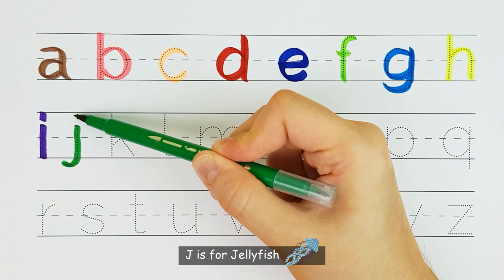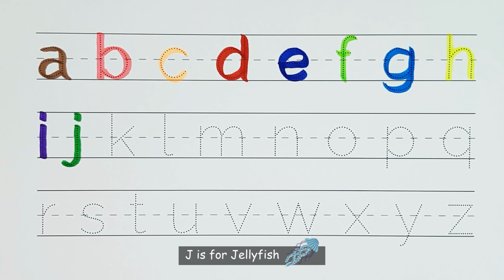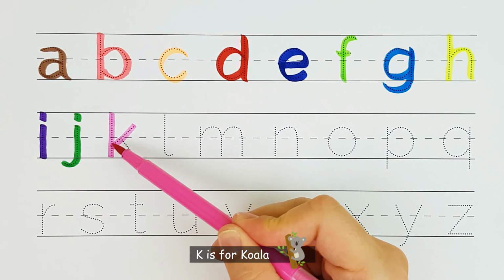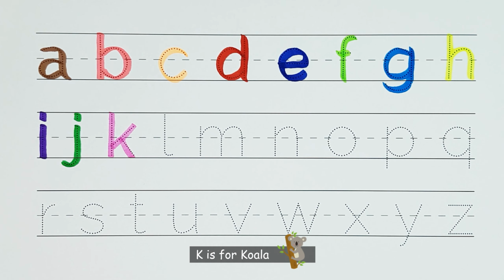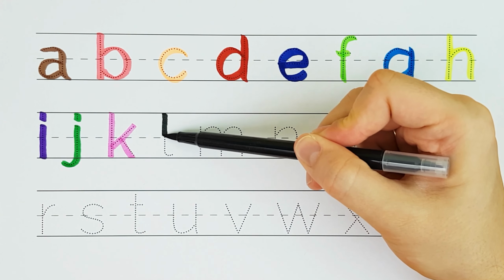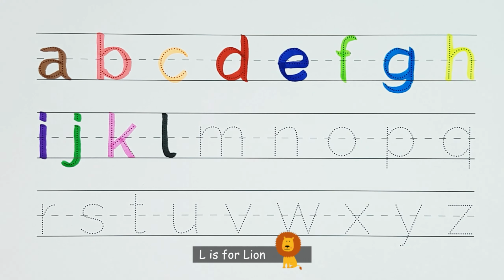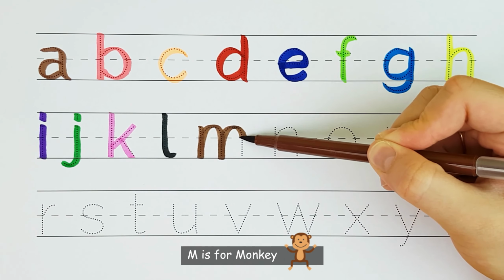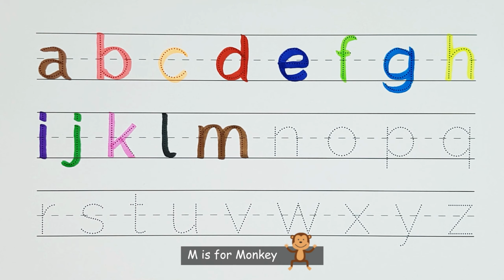J. J is for Jellyfish. K. K is for Koala. L. L is for Lion. M. M is for Monkey.